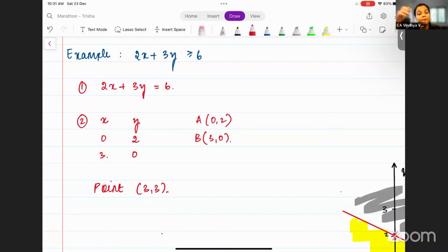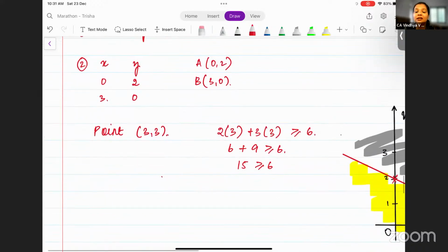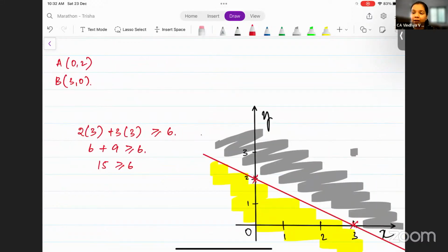So pick the point (3, 3) and substitute it in the inequality. You'll get 2 into 3 plus 3 into 3 greater than or equal to 6. 2 into 3 is 6, 3 into 3 is 9, so 15 is greater than or equal to 6. Now, is this mathematically correct? Is 15 greater than 6? Yes. Which means it is mathematically correct, which tells us that the answer is the gray area.